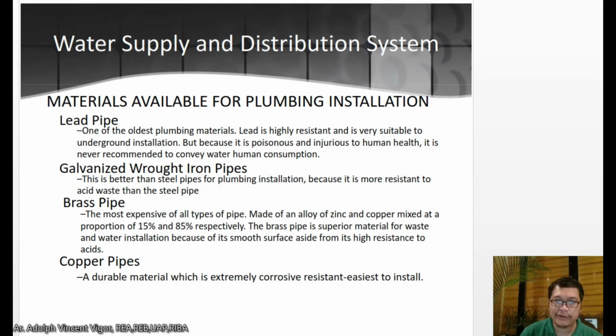Then we also have the galvanized wrought iron pipes. This is better than steel pipes for plumbing installation because it is more resistant to acid waste than the steel pipe. Then we have the brass pipe.